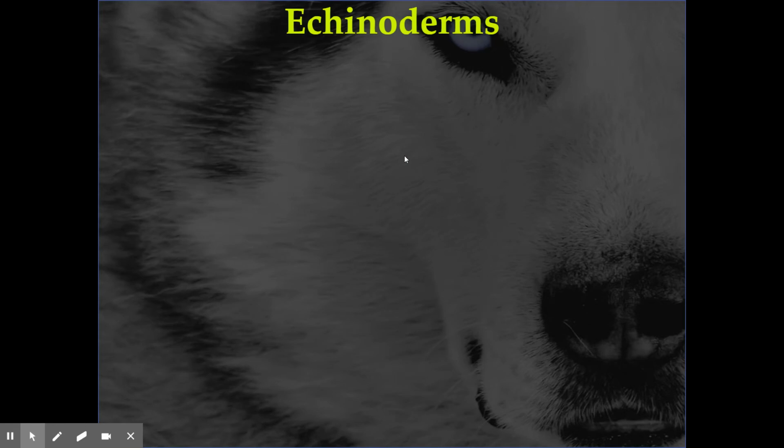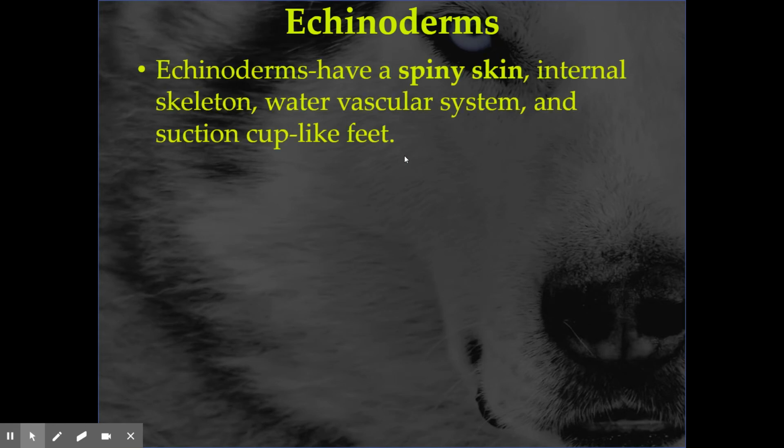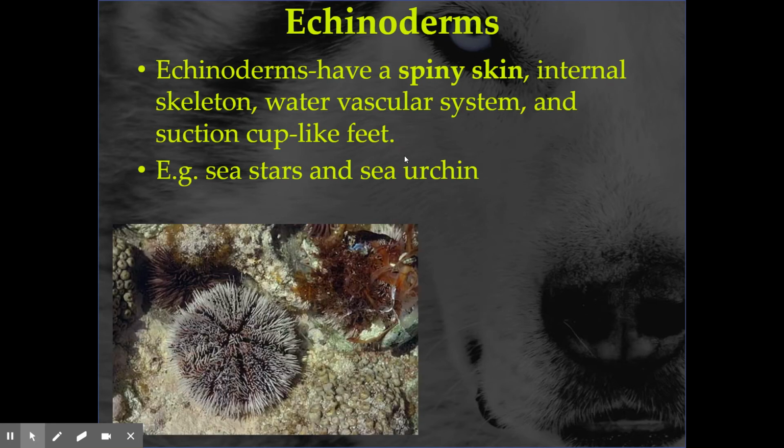All right, echinoderms. Spiny skin, internal skeleton. So now we have an internal skeleton, though it's not a skeleton like you and I would think of having, but it's an internal support structure. So it's an internal skeleton of sorts. Water is the main way of moving things throughout it, and suction cup like feet. So sea stars, urchins, these are echinoderms.